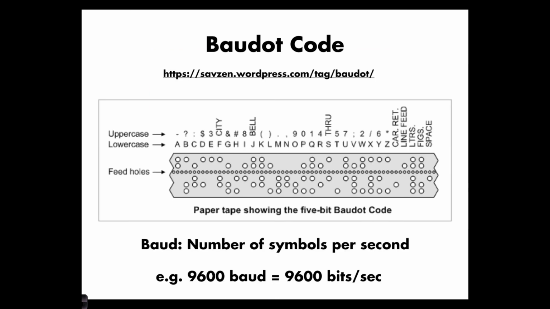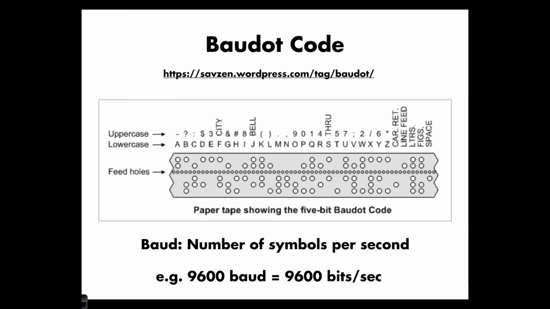Well, in the late 1800s, there was a guy named Baudot who came up with a 5-symbol code that was similar in principle to Morse, except that now it just said, look, we're going to have 5 symbols down here.